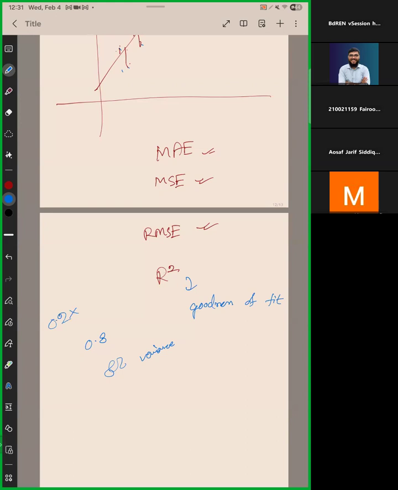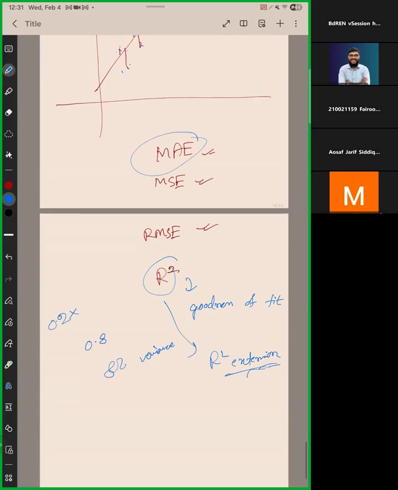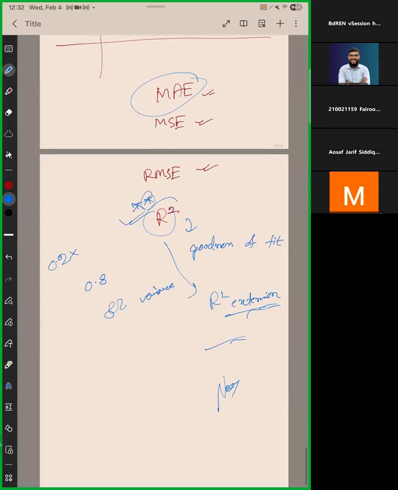This R square value has an extension. The article that is provided gives it, so study that extension as well. For regression tasks, we basically look at mean absolute error and R square. That is the best way to evaluate the comparison between two different algorithms. Okay, any question?